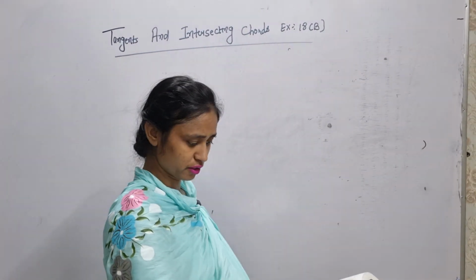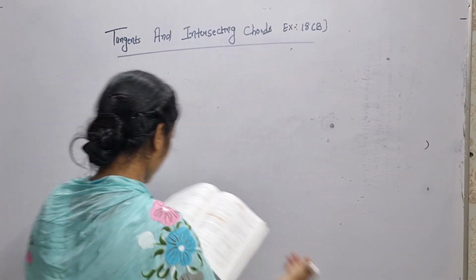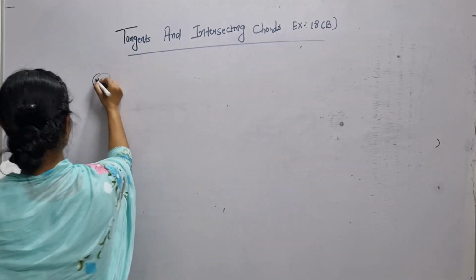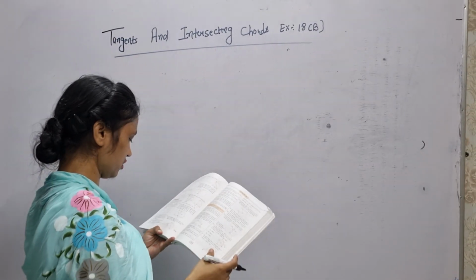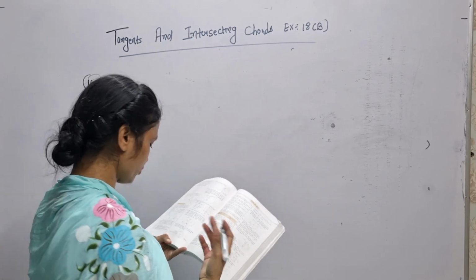Again, the 15th sum shows that type of sum. I'm going to solve the 16th sum first. Okay, the same type of sums we will finish first. So this is important also.